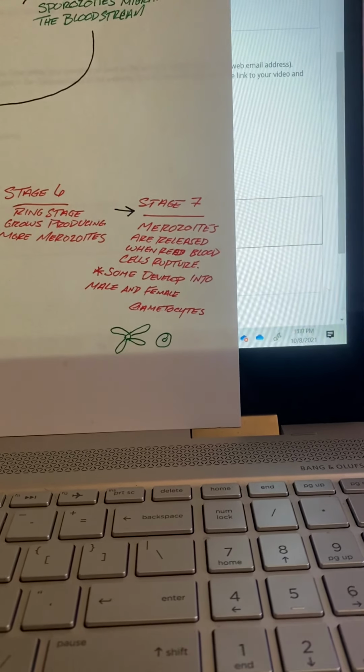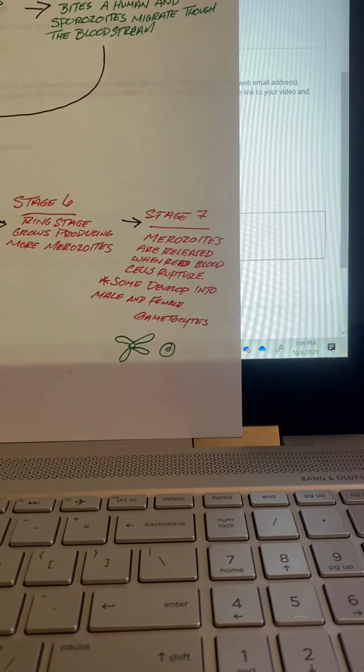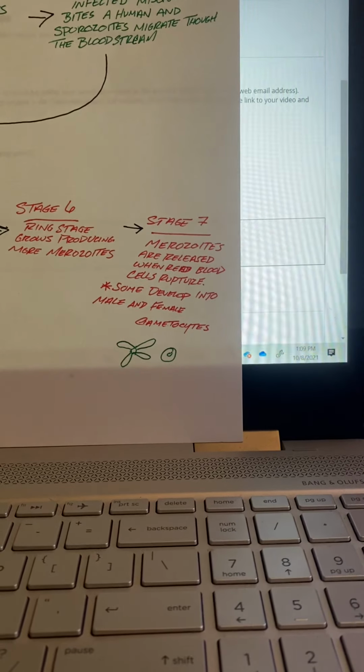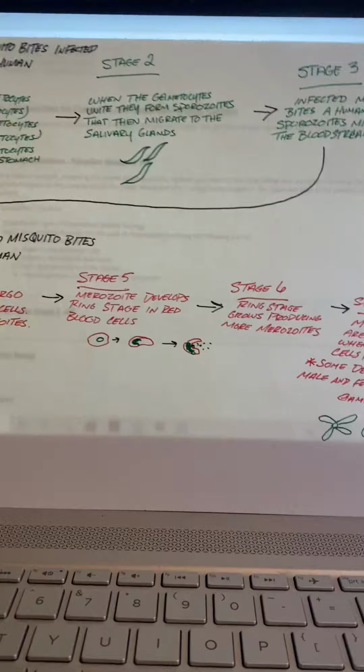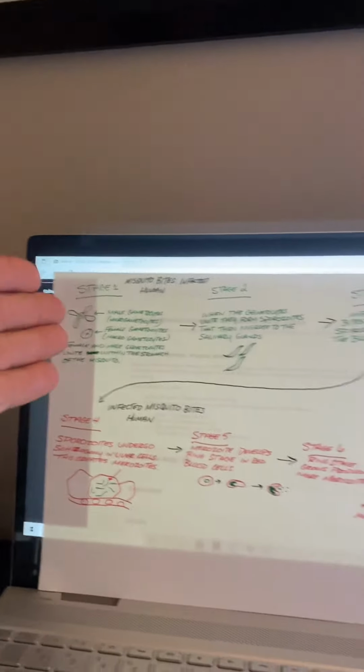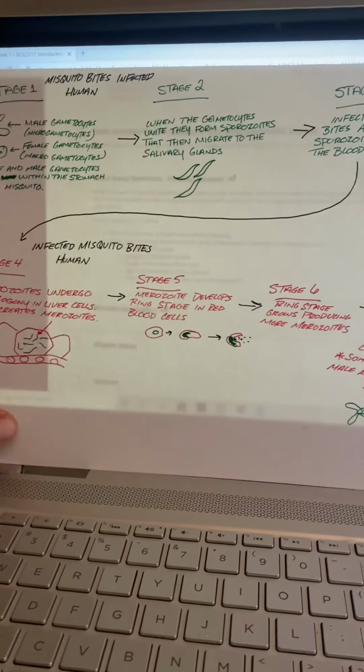And then some of those merozoites become male and female gametocytes. And then that whole process starts over again, where a mosquito will bite an infected human, and we go through that whole life cycle process all over again. So everything that happens up here is what happens in its definitive host, and then everything that happens right at the bottom is what happens in the intermediate host.